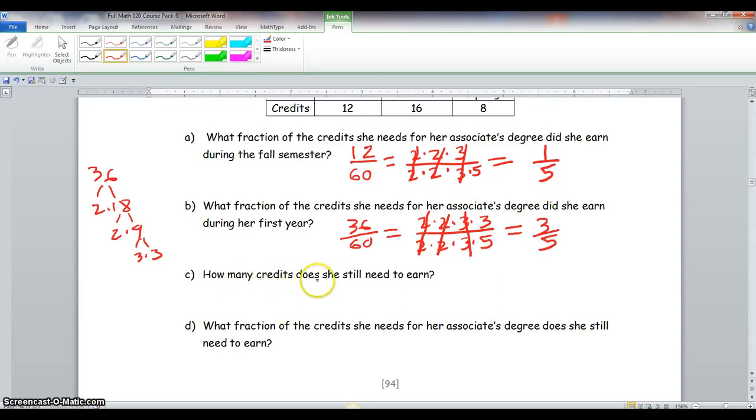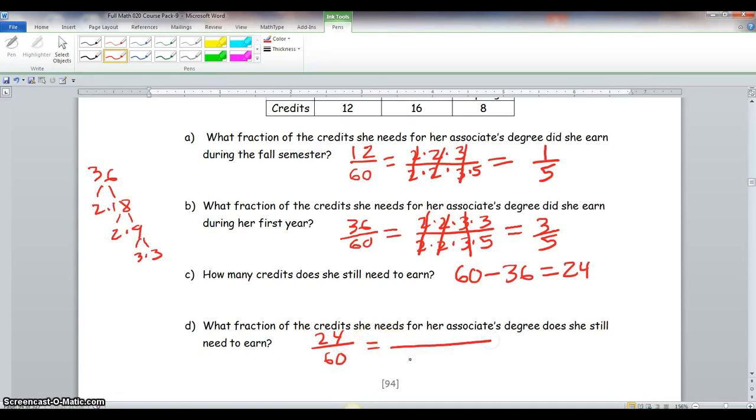Now it says how many credits does she still need to earn? Now remember, she needs 60. She completed 36. 60 minus 36 will give her 24. Now it says what fraction of the credit she needs for her associate's degree that she still needs to earn. So now we write this in fractional form. It'll be 24 over 60.